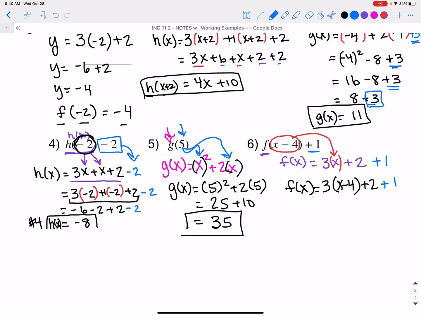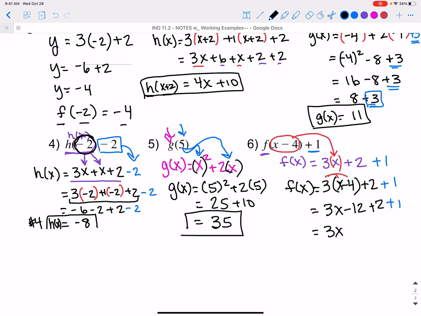So now I'm going to do distribution first, because PEMDAS says I do that. So 3 times x is 3x. 3 times negative 4 is negative 12 plus 2. That drops down. And then I still have my little plus 1 that I've got to take care of at the end. Now, what have I got here that's the same that I can combine, like terms? Do I have any other x's? I don't, so just 3x. And then I've got a bunch of whole numbers here. I've got negative 12, positive 2, and then that positive 1 I can do also.